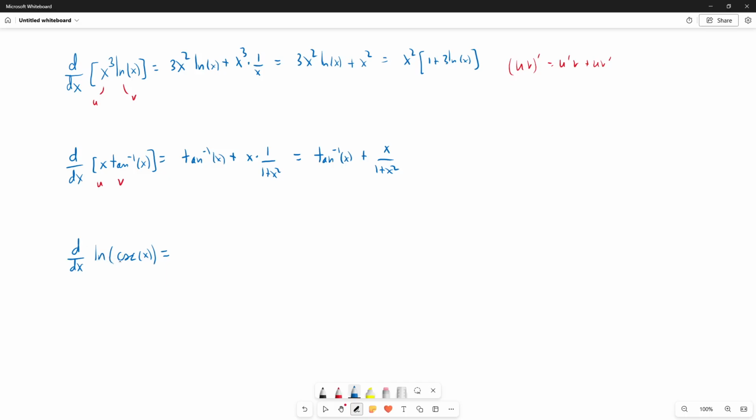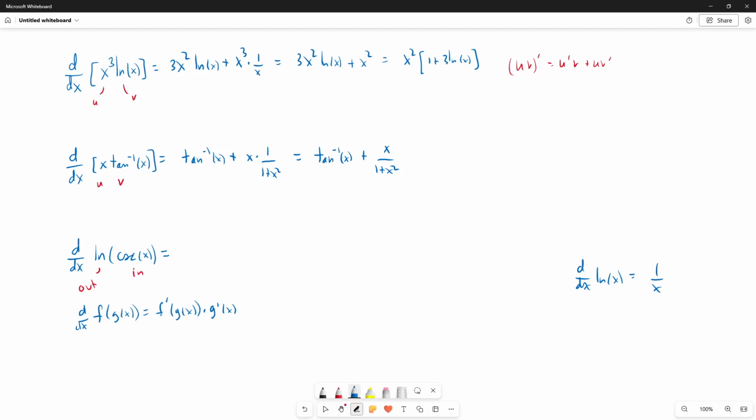The third problem, we have a composition. We have f of g of x. We have one function inside of another. So we have an inner function and an outer function. And the chain rule says the derivative of a composition is the derivative of the outside, leaving the inside in, times the derivative of the inside. Now our outer function is the logarithm, and we know the derivative of the natural log of x is 1 over x.